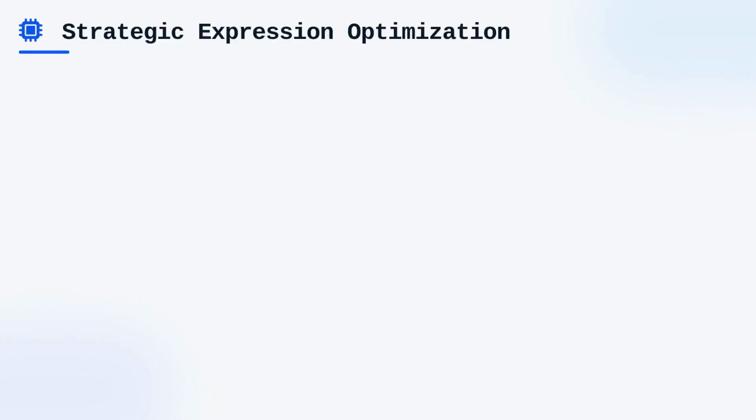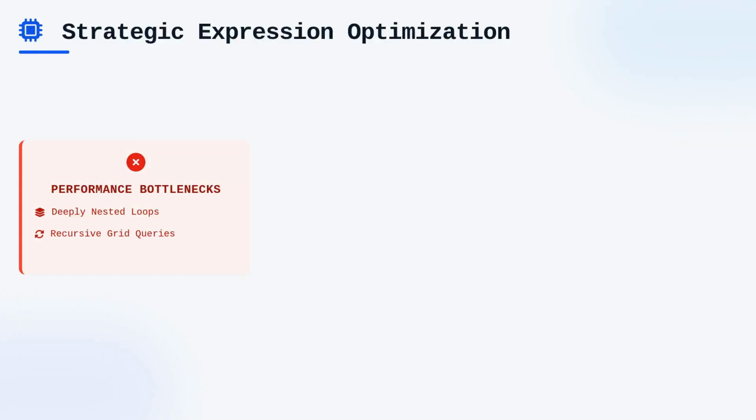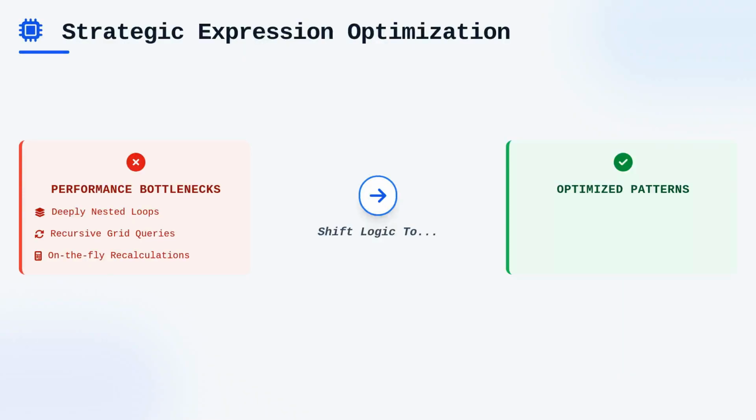Strategic use of expressions also matters when it comes to nested logic and data manipulation. Whenever you find yourself writing deeply nested loops or recursively querying data grids, you are likely creating a performance bottleneck. Instead of recalculating values on the fly every time an input field changes, try to perform your data transformation once at the process level or within the data source itself.